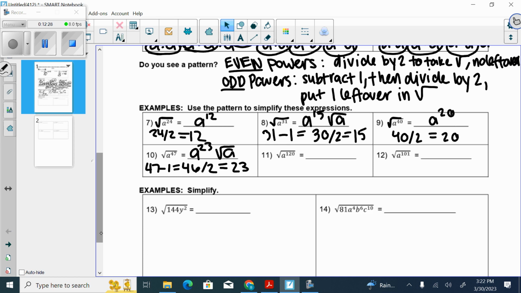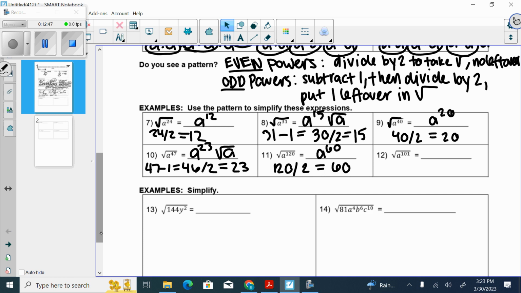All right, number 11. Even or odd? Even. So what do I do with that 120? Divide by 2. So what's my exponent going to be? 60. So I'll have A to the 60. Perfect.